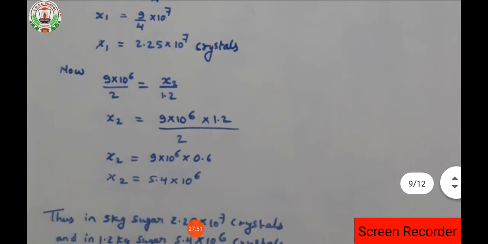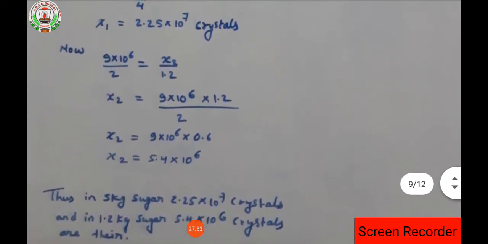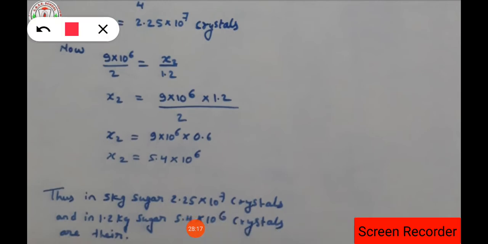Clear? So in the same way, we are going to find for the second part also. Okay. So in the second part, no multiply and divide will be there for the 2. So 9 into 10 to the power 6 upon 2 is equals to x2 upon 1.2. So x2 is equals to 9 into 10 to the power 6 into 1.2 upon 2. Okay. So here, look at the calculation once again. Here what are we going to do? Here 2 ones are 2, and 1.2 upon 2 means 0.6, isn't it?